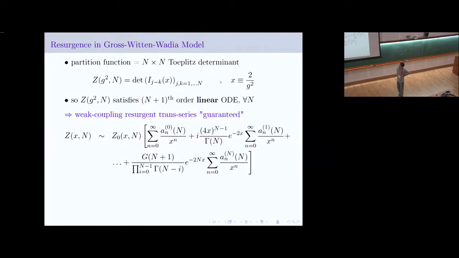Okay, so that's an exact result. So now think about how you would do asymptotics in this. You've got a big determinant. Each of these functions is just a Bessel function. And so at weak coupling, x is big.